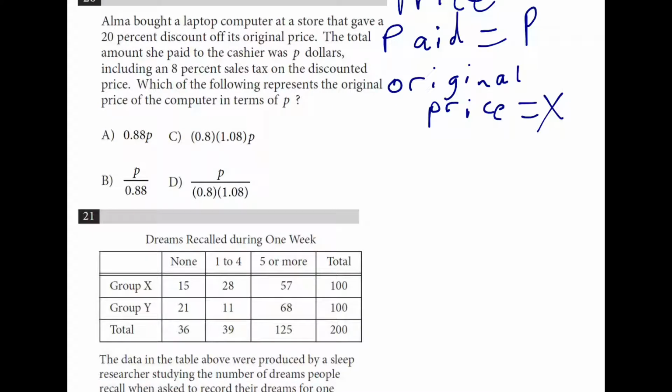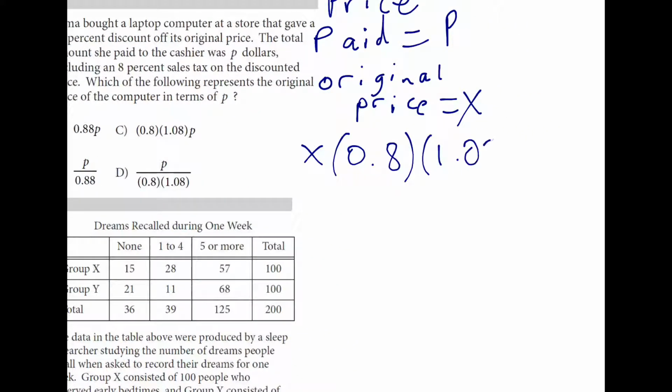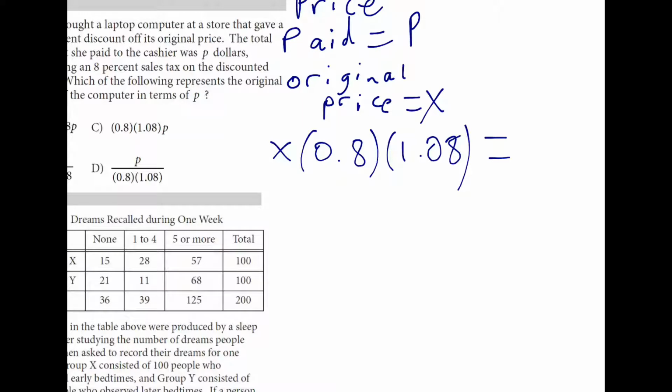So the original price, X, was multiplied by 0.8. That represents a 20% discount. I take 100 minus 20 to get 80, and since I'm converting to a percent, I move the decimal place over, and I get 0.8. Then I'm going to multiply this by 1.08, which represents the sales tax. 100% of the original price plus 8% extra. And this is all equal to the price paid. So again, original price multiplied by a discount multiplied by a sales tax equals price paid.